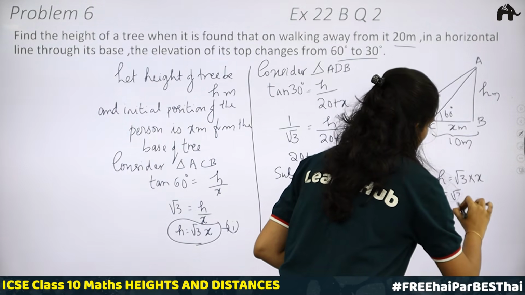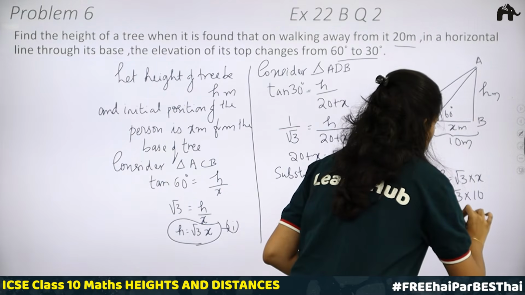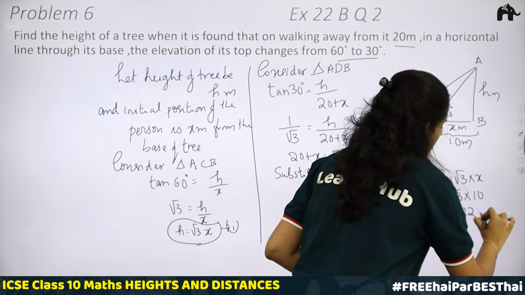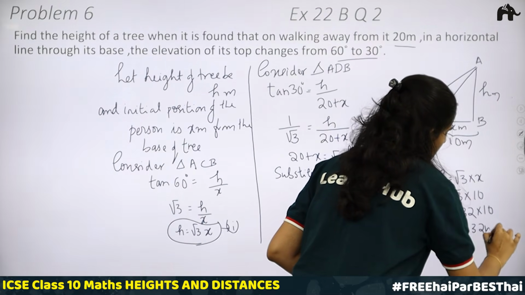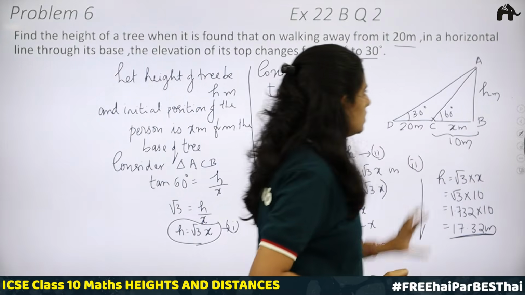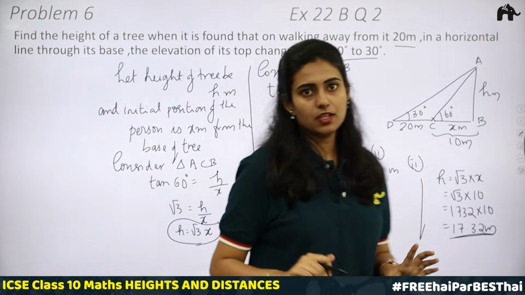That is root 3 into 10. Root 3 is equal to 1.732, into 10, that is 17.32 meters. Therefore, the height of the tree is equal to 17.32 meters.